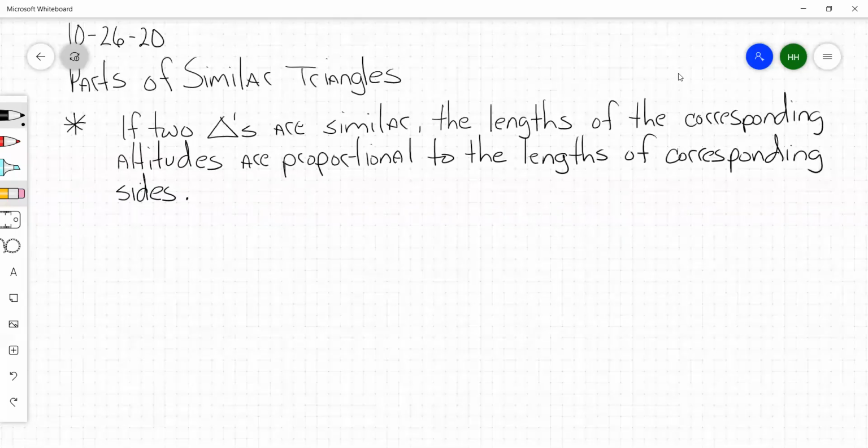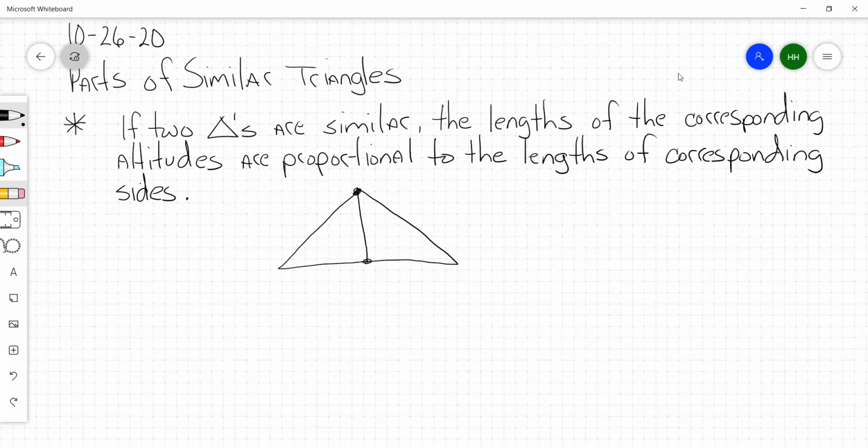So in these two triangles here, an altitude of a triangle connects a vertex to an opposite side and it intersects at 90 degrees. All right, this is an altitude right here, AD. It goes from a vertex to the opposite side at 90 degrees.